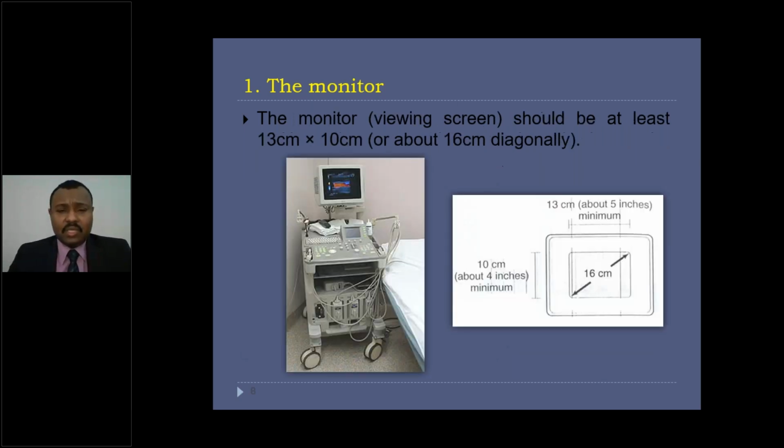Much more regarding the monitor, there is a standard dimension for the monitor, which has been stated by the WHO, which is the World Health Organization, saying that the dimension for the monitor must not exceed 13 centimeter multiplied by 10 centimeter, which is diagonally about 16 centimeter. And the combined image here was taken from a reference known as Manual of Diagnostic Ultrasound, which is one of the famous references in the field of ultrasonography, under the supervision of the World Health Organization, and it stated such information.